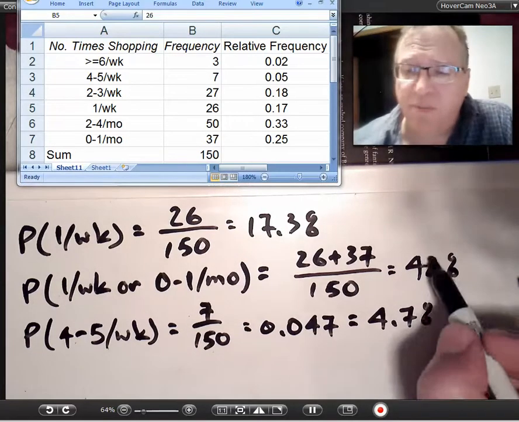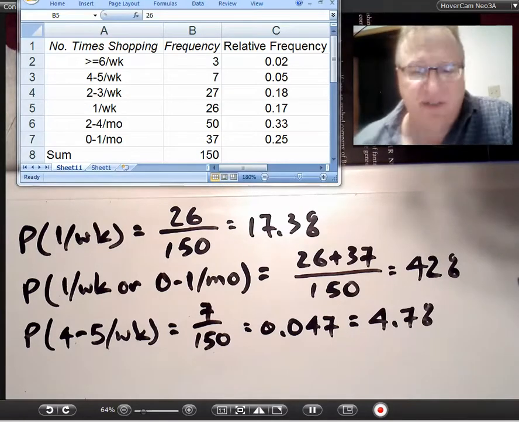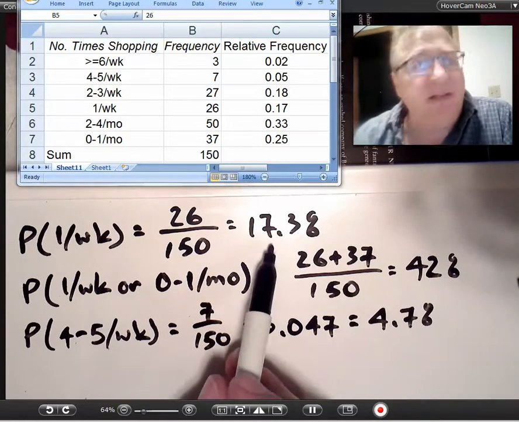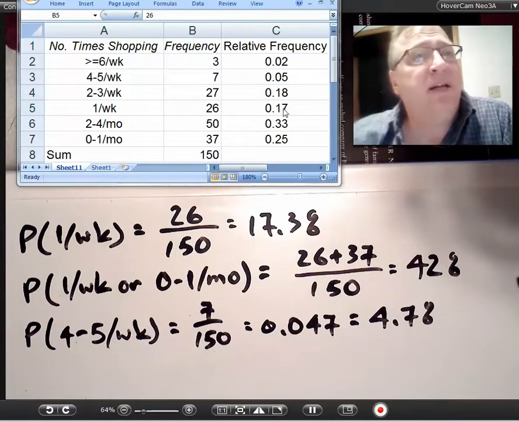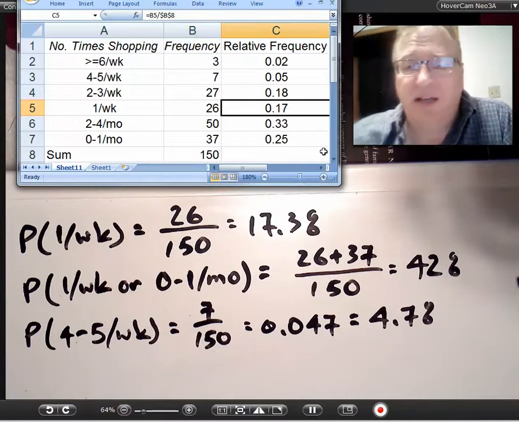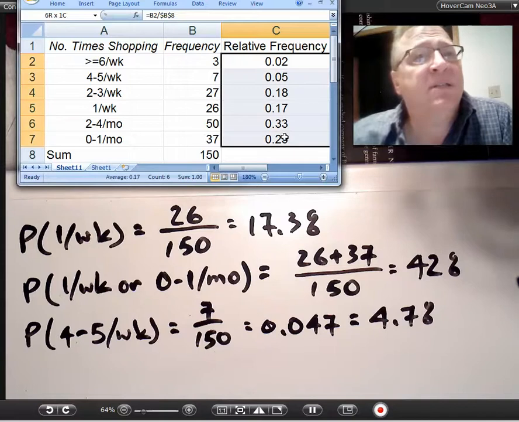Now, what some of you might have noticed if you're watching this is that this 17.3 for our probability of once per week looks a lot like that number. In fact, it is the same number.